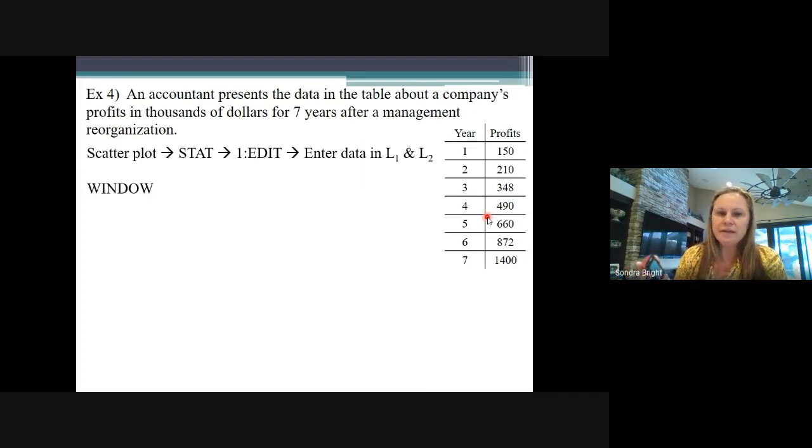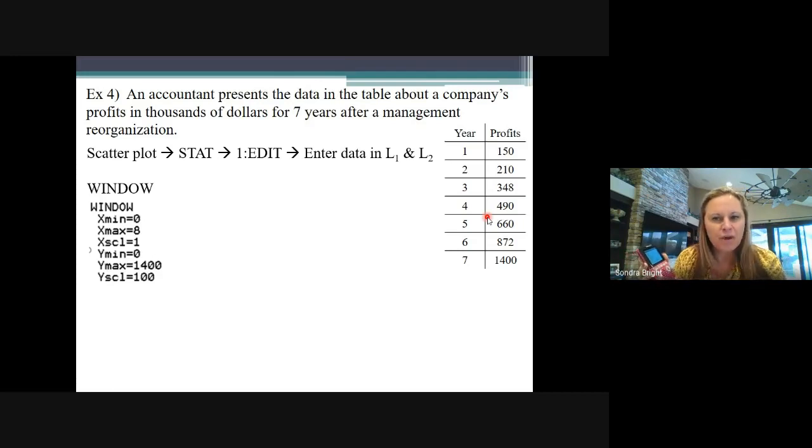I'm going to hit window and change my window. My X values are from 1 to 7, so I'll go 0 to 8 with an X scale of 1 in between. And then I'm going from 150 to 1400. So how about if we just go on the Y's, 0 to 1400. But then my X scale, if you leave it as 1, it'll put 1400 little tick marks. So how about if we go by 100? Again, you also could have chosen zoom stat for that, and it should also fit perfectly nice.